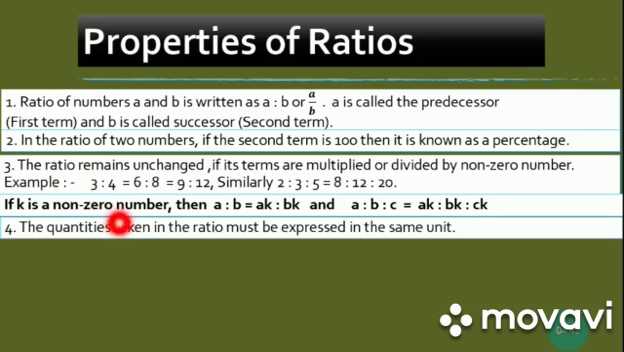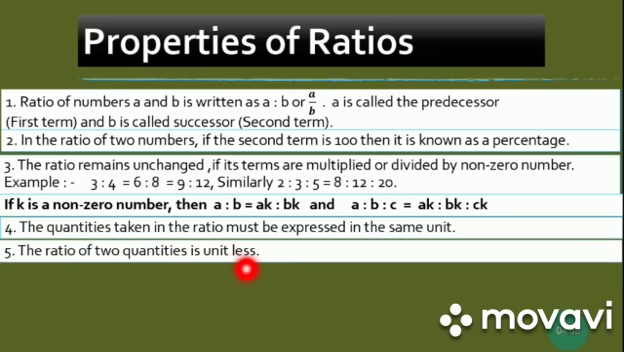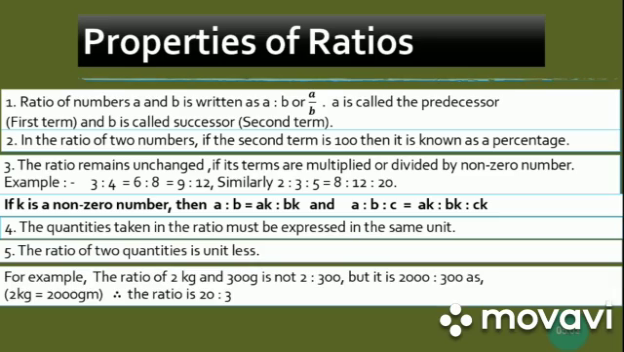The quantities taken in the ratio must be expressed in the same unit. The ratio of two quantities is unitless, that is, it has no unit. For example, the ratio of 2 kg and 300 grams is not 2 is to 300, but it is 2000 is to 300, as 2 kg is equal to 2000 grams. Therefore, the ratio is 20 is to 3.